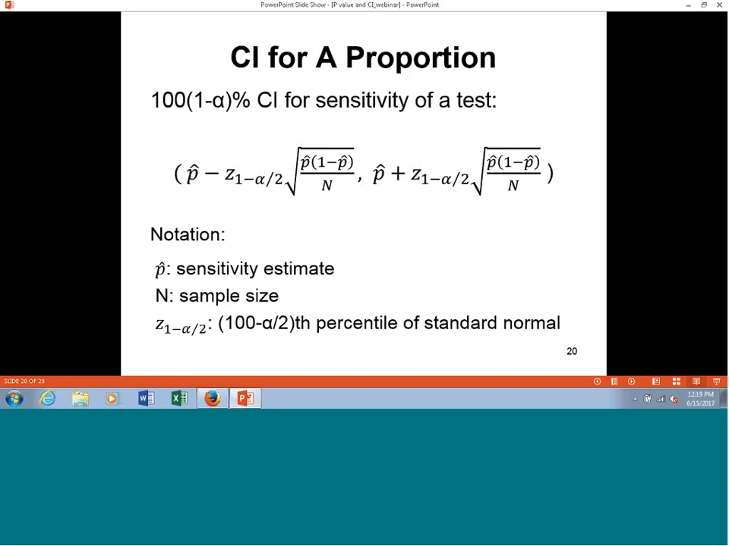So this is a formula of confidence interval for the sensitivity of an imaging test. For example, a 95% confidence interval is computed as the point estimate of the sensitivity plus or minus the standard error of the estimate times critical value 1.96, which corresponds to the 97.5th percentile of the standard normal distribution. The value on the left-hand side is the lower bound of the confidence interval, and the right-hand side is the upper bound.